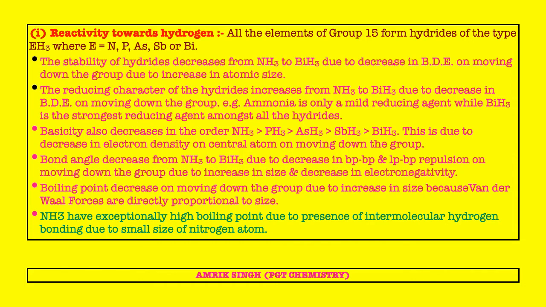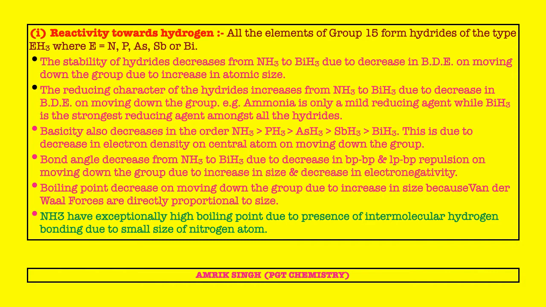हाँ जी, जो रिड्यूसिंग नेचर है इनकी, रिड्यूसिंग नेचर क्या होती है? टेंडेंसी टू गिव H. तो टेंडेंसी H देने की डाउन द ग्रुप बढ़ती है क्योंकि डाउन द ग्रुप साइज बढ़ता है. साइज बढ़ने से बॉन्ड लेंथ बढ़ जाती है. तो बॉन्ड लेंथ बढ़ेगी तो बॉन्ड टूटना आसान हो जाएगा. बॉन्ड डिसोसिएशन एनर्जी डाउन द ग्रुप घट जाएगी. हाइड्रोजन आसानी से मिलेगा. तो रिड्यूसिंग करेक्टर भी डाउन द ग्रुप इंक्रीज कर जाता है.